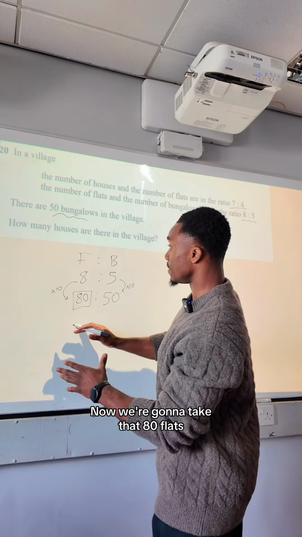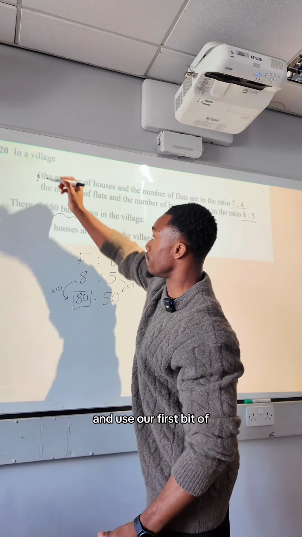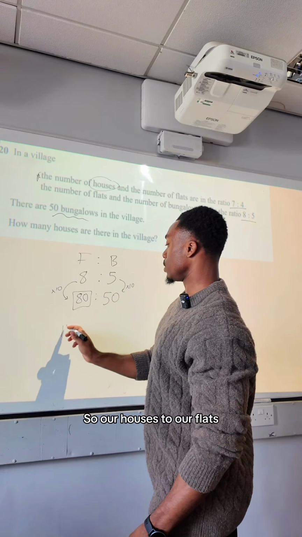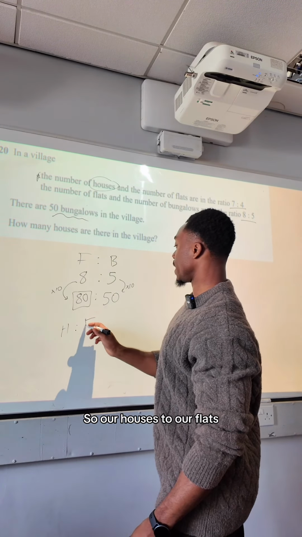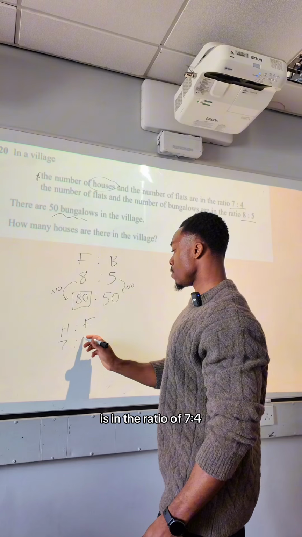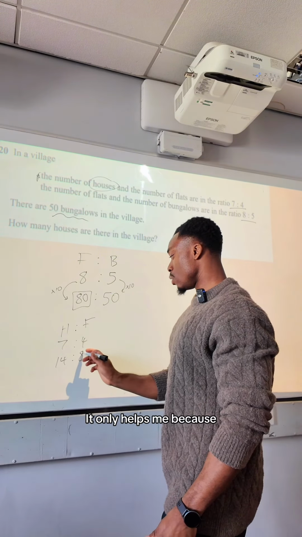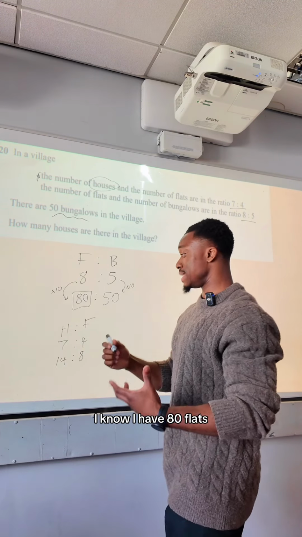Now we're going to take that 80 flats and use our first bit of information to work out how many houses we have. So our houses to our flats is in the ratio 7:4. I'm going to change this to 14:8. It only helps me because I know I have 80 flats.